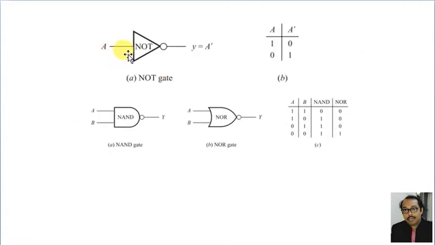This one is a NOT gate. NOT gate means if your input is 1, output will be 0. If your input is 0, output will be 1. NAND gate means you think of the AND gate that I explained in my last video, where whatever is the output of AND, you just put a NOT before that. That is the picture of the NAND gate and NOR gate. I have already explained this in my previous video, so I am not going to explain this here. Just a recap of this one.